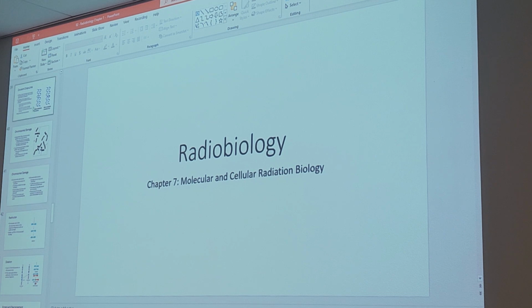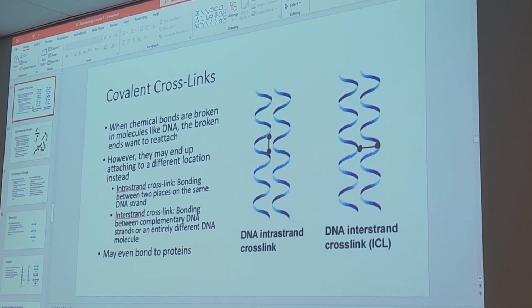As far as covalent crosslinks go, we talked about 2 types. The crosslinks can be intra-strand, intra meaning within, so the same strand, or inter-strand, meaning between our 2 different strands.